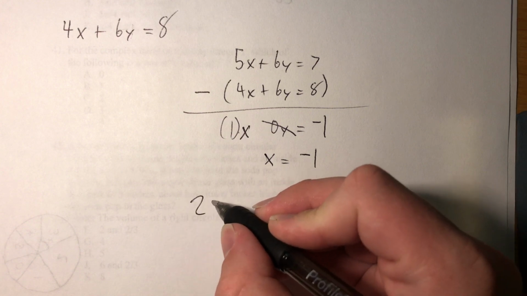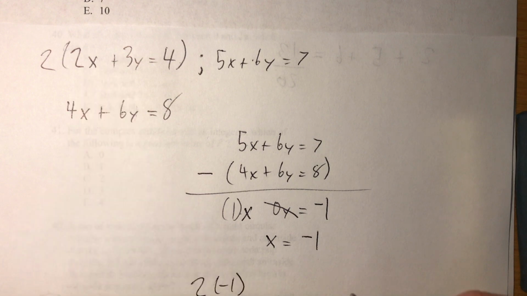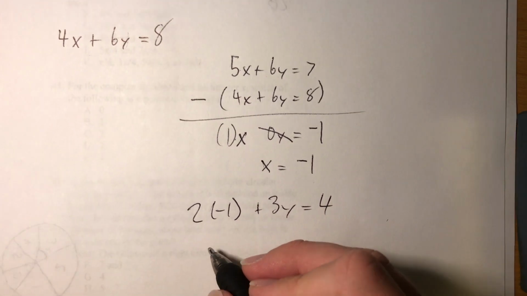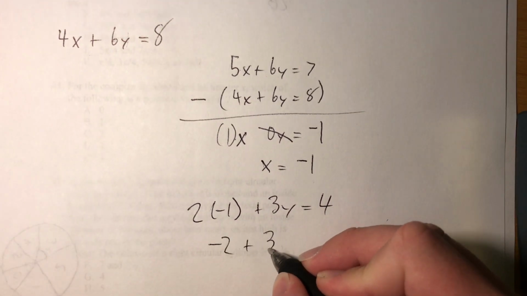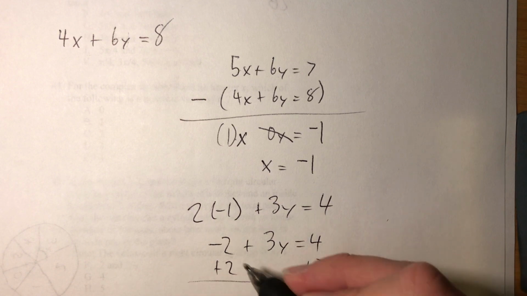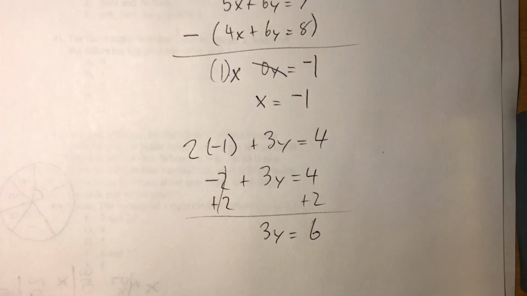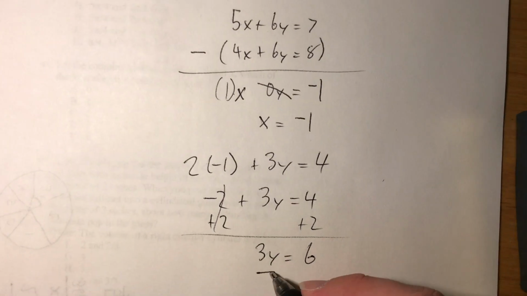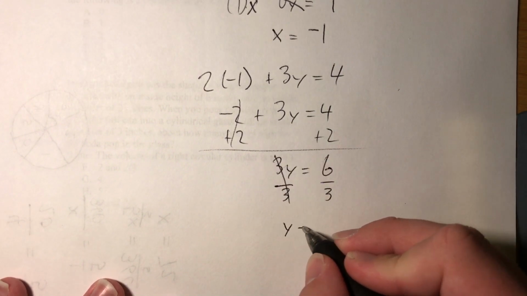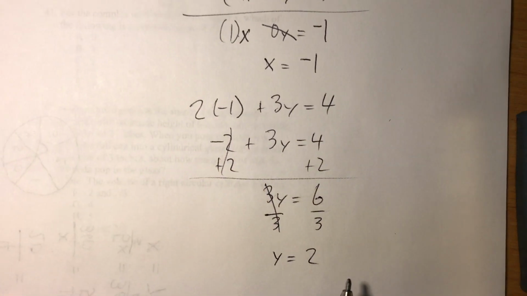And we have 2 times -1. You plug -1 in for x. Plus 3y equals 4. Simplify a little bit. -2 plus 3y equals 4. Add 2 to both sides. These cancel. 3y equals 4 plus 2 is 6. And then we divide by 3 on both sides. And those cancel, and we get y equals 2. Perfect. So we have x equals -1 and y equals 2.